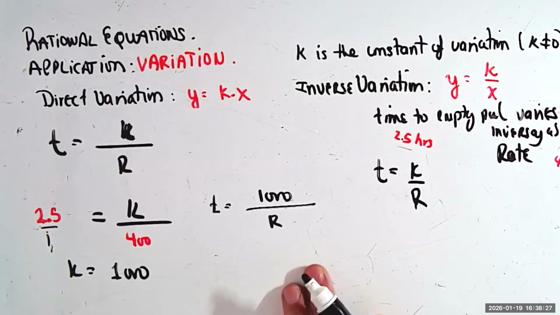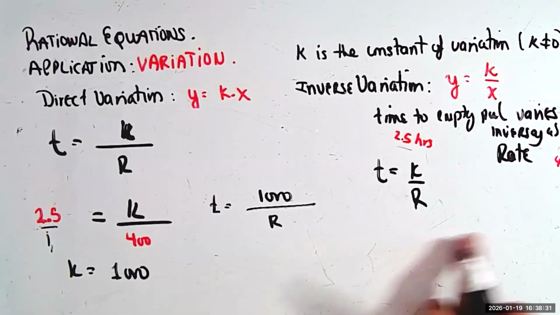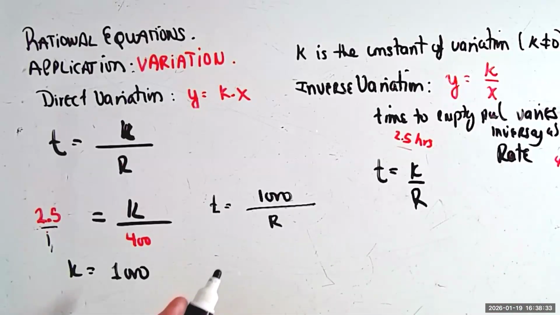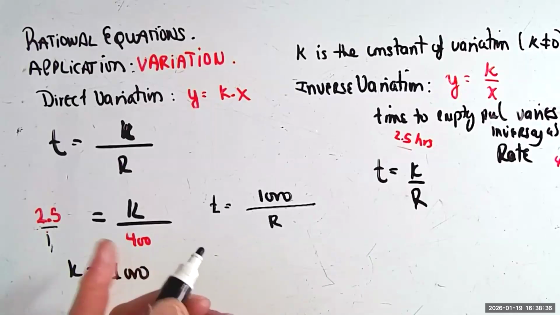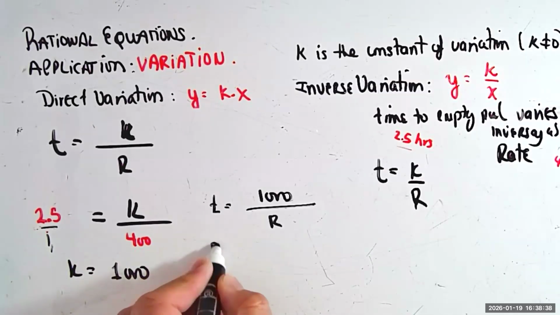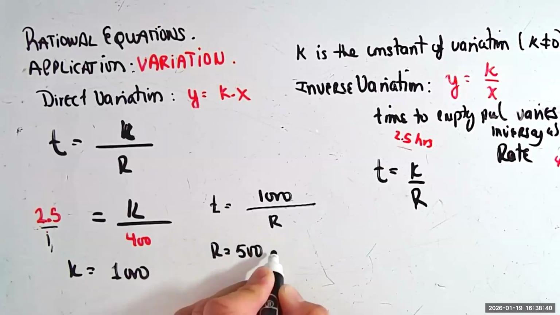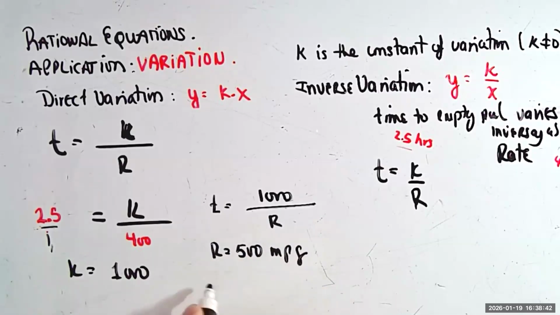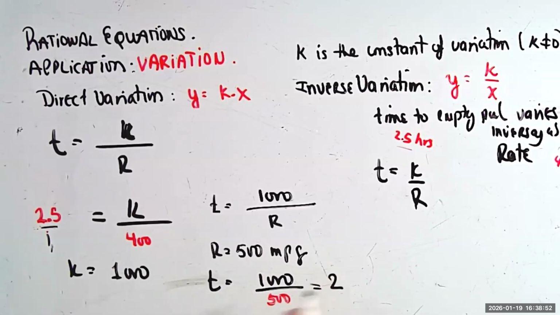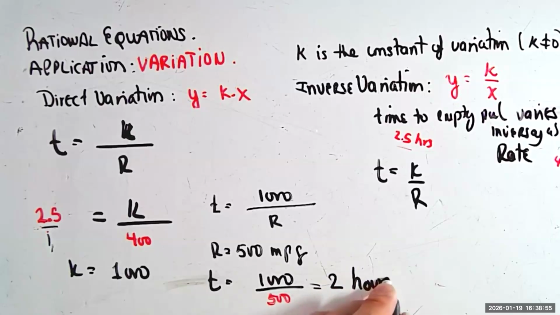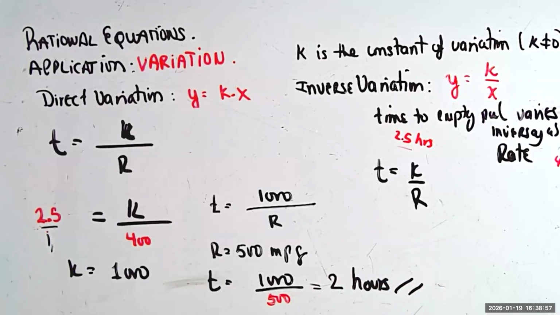How long will it take to empty the pool using a pump rated at 500 gallons per minute? When the rate is 500, her time equals 1,000 over 500. Of course, that's 2 hours. Thank you.